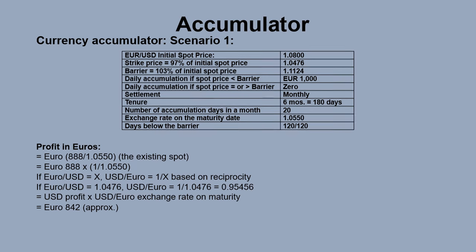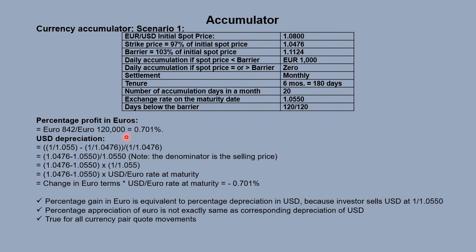In percentage terms, the gain is euro 842 divided by euro 120,000, which is the initial amount, which is 0.701%. Now, the depreciation of the USD is 1 divided by 1.055 minus 1 divided by 1.0476 divided by 1 divided by 1.0476. Simplifying this, we get 1.0476 minus 1.055 into 1 divided by 1.055, which is basically the change in euro terms multiplied by the USD euro rate at maturity, which again comes to minus 0.701%.